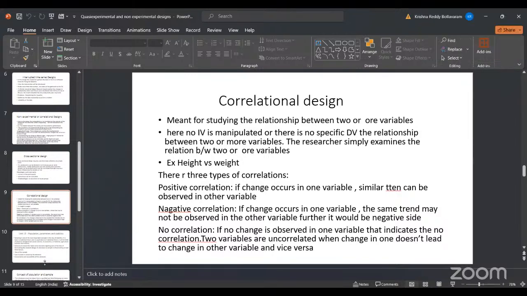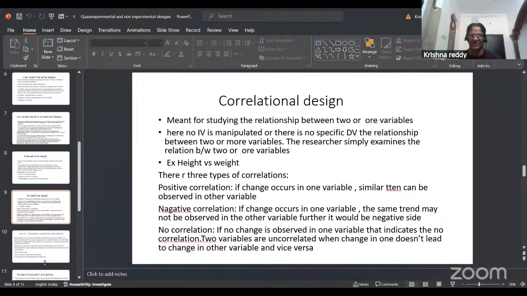When one subject's scores are increasing, the other subject's scores should also increase. If there is a positive trend in the other subject also, we can call it positive correlation. If one increases, the other will also increase. The fellow who gets first rank in mathematics will also get first rank in English. If that trend continues, then we can call it positive correlation.